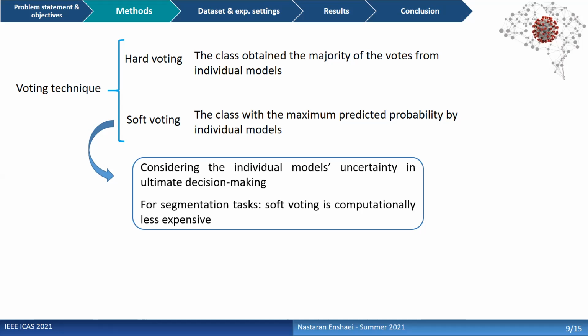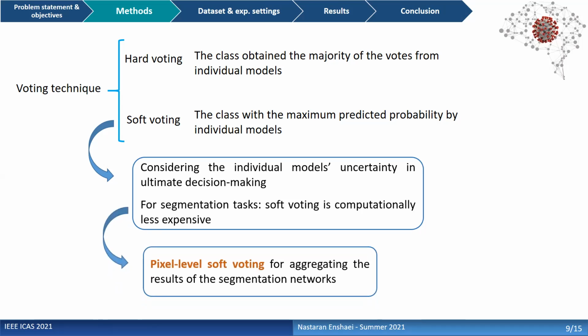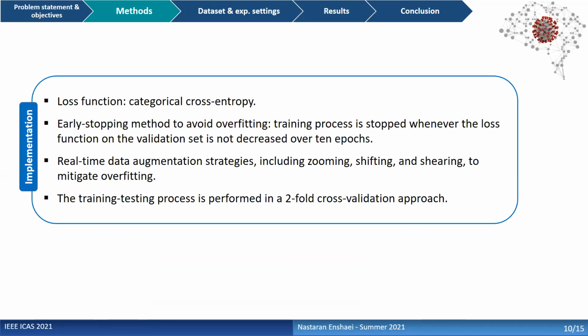Also, for a segmentation task where we need to predict a label for each pixel of the image, here in our tasks, we have 512 by 512 pixels in our CT images. We can say that soft voting is computationally less expensive than hard voting techniques. So we use a pixel level soft voting for aggregating the results of our segmentation networks.